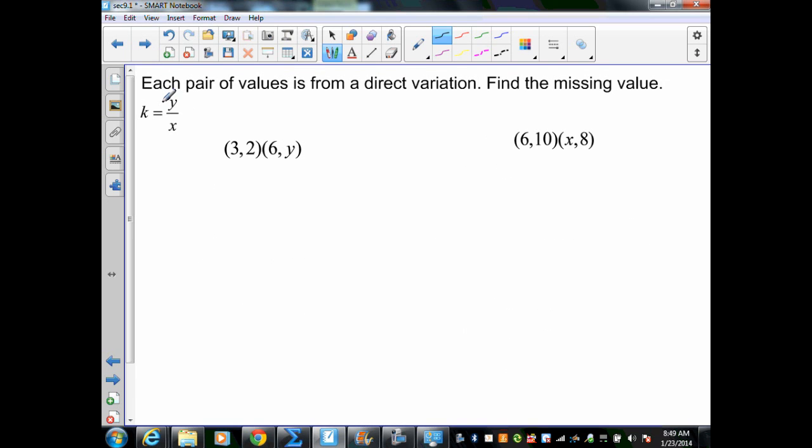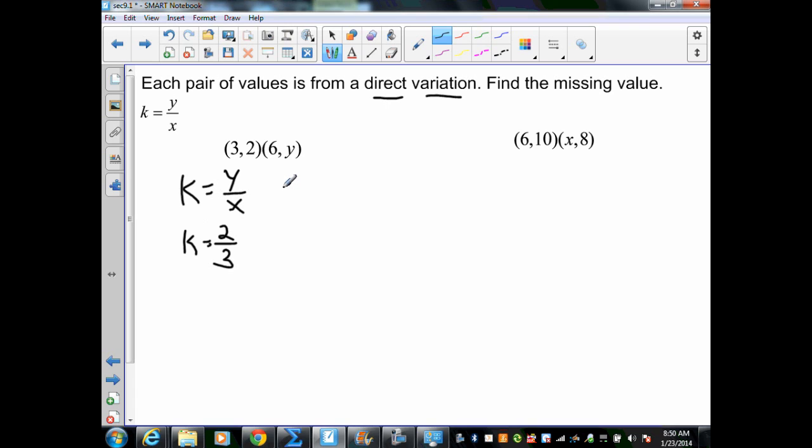Each pair of values is from a direct variation. Find the missing value. Well, here I know that the constant of variation is K equals Y over X for a direct variation. So all I need to do is substitute in from my known ordered pair and find K, then resubstitute in with the unknown value of 6 and y. So here I have K equal to, my y is 2, my x is 3. Now I know my constant of variation is 2/3.